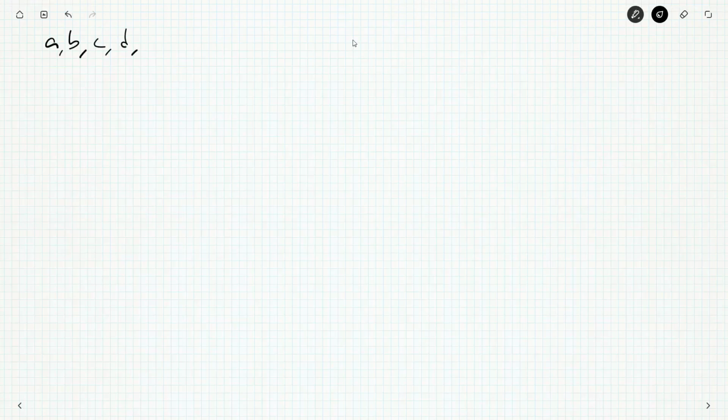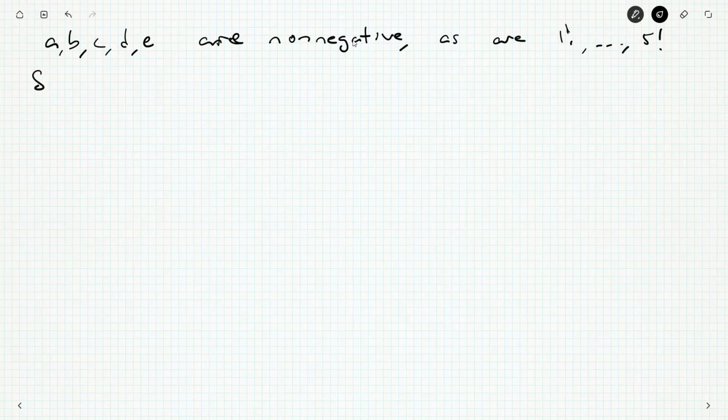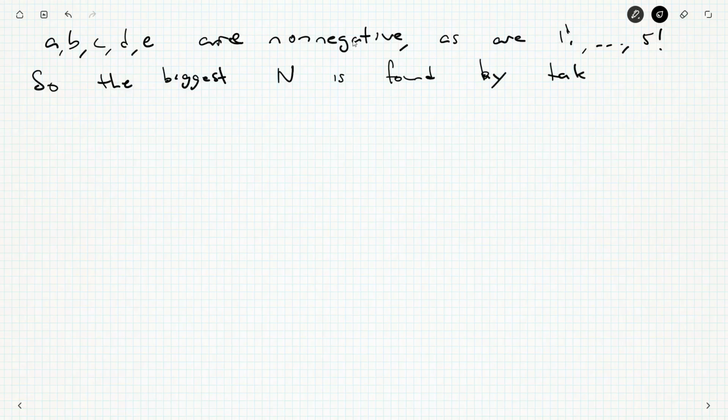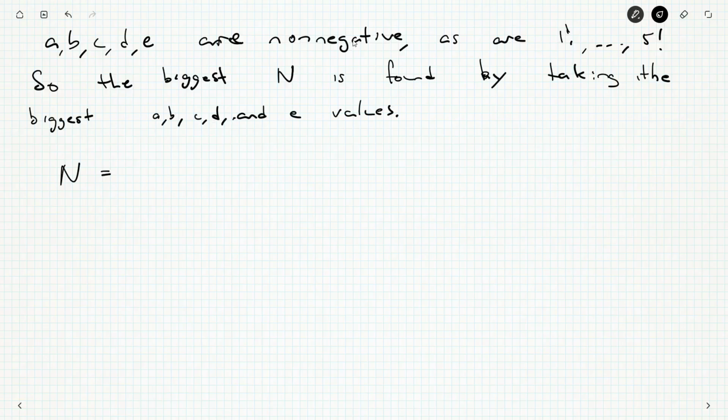So a, b, c, d, e are, well, they're not positive, but they're not negative, as are 1 factorial through 5 factorial. And this is all I would write. So the biggest n is found by taking the biggest a, b, c, d, and e values. So n would be 1 times 1 factorial, 2 times 2 factorial, and so on. I believe, if I remember correctly, this is going to be the next factorial, so 6 factorial minus 1.